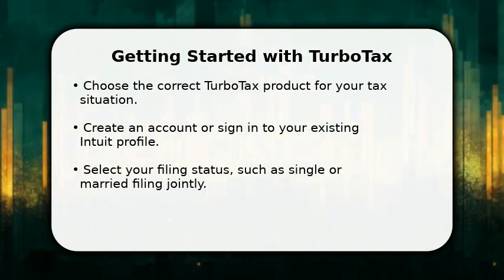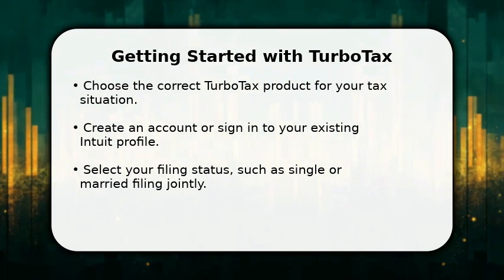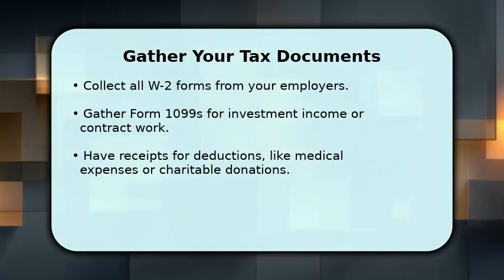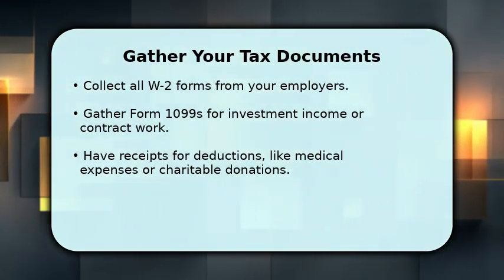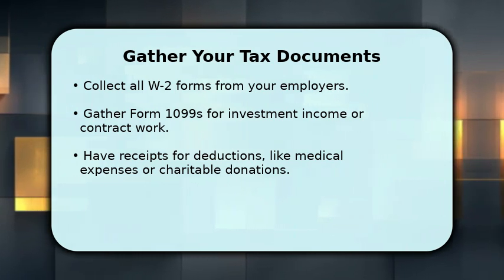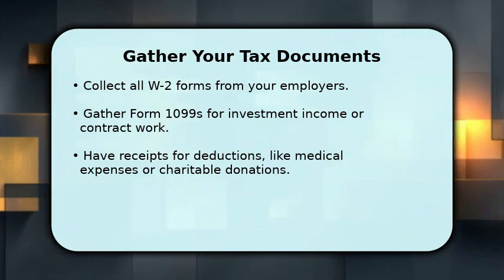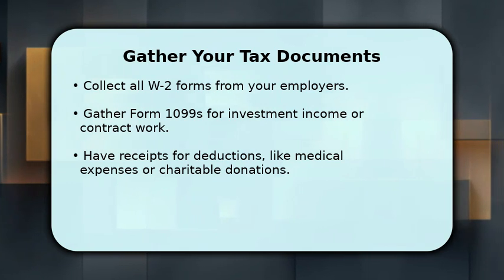Then, accurately choose your filing status, like single, married filing jointly, or head of household, to begin your tax journey smoothly. Before you begin, gather all essential tax documents. This includes your W-2 forms from every employer, showing your wages and taxes withheld. Don't forget any Form 1099s for investment income, interest, or contract work you performed.